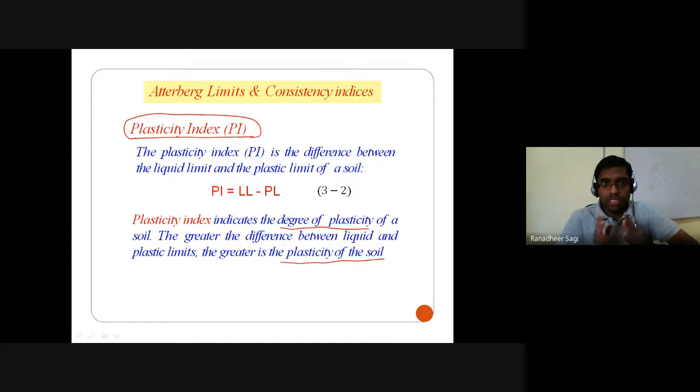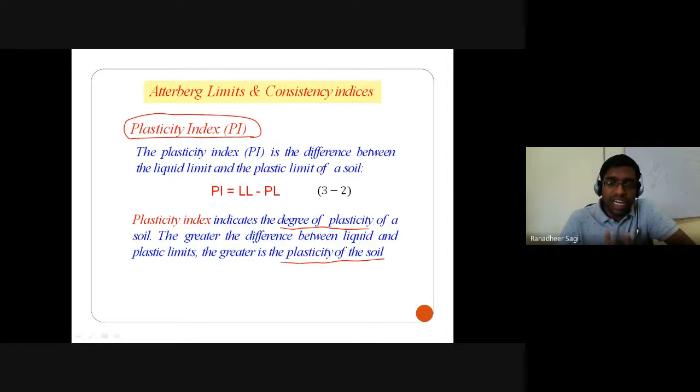I repeat, the soils whose liquid limit and plastic limit values are more or less coming out to be same, such kind of soils we call non-plastic soils. Or otherwise, the soils for which you cannot determine the liquid limit or plastic limit, or these Atterberg limits, such kind of soils we can also call your non-plastic soils. Non-plastic soils in the sense of cohesionless soils, soil particles which do not have the force of attraction between the particles. Such particles we call your non-plastic soils.